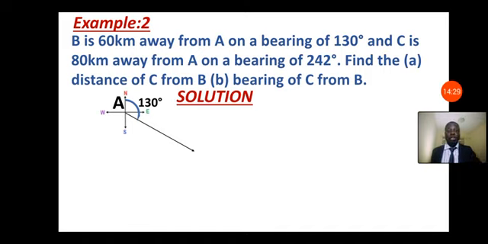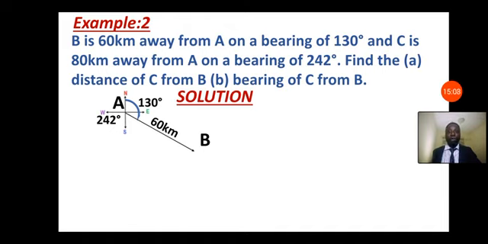So let's continue with this diagram. 60 kilometers to a point B. The first part of the line is drawn. The second part says C is 80 kilometers away from A. Once again, from A. Since we are drawing from A once again, I will take my cardinals in A and draw from my north going in the clockwise direction, just like this. I'm drawing 242 degrees.